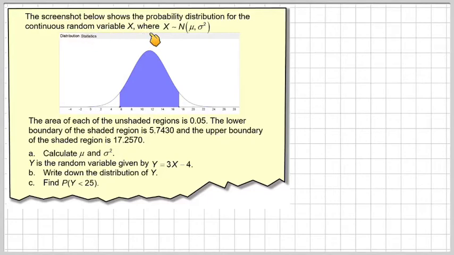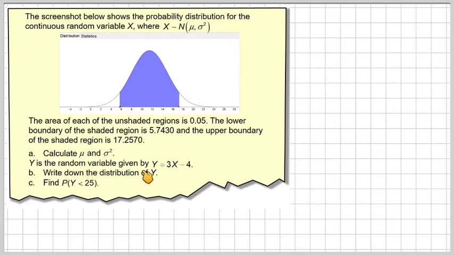The screenshot below shows a probability distribution for a continuous random variable x, where x is normally distributed with a mean and a variance of sigma squared. The area of each unshaded region is 0.05. The lower boundary of the shaded region is 5.7430, and the upper bound of the shaded region is 17.2570. Calculate the mean and the variance sigma squared.